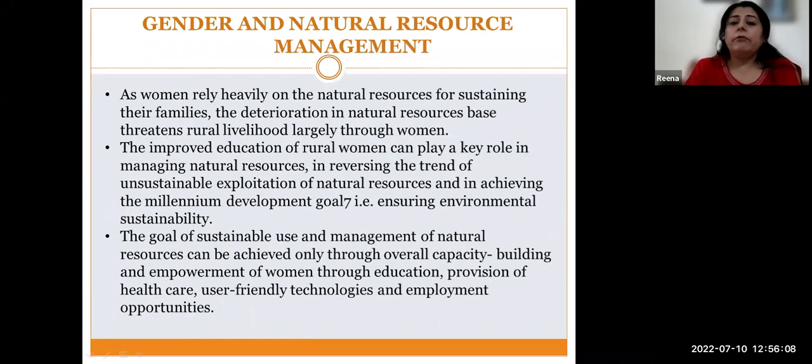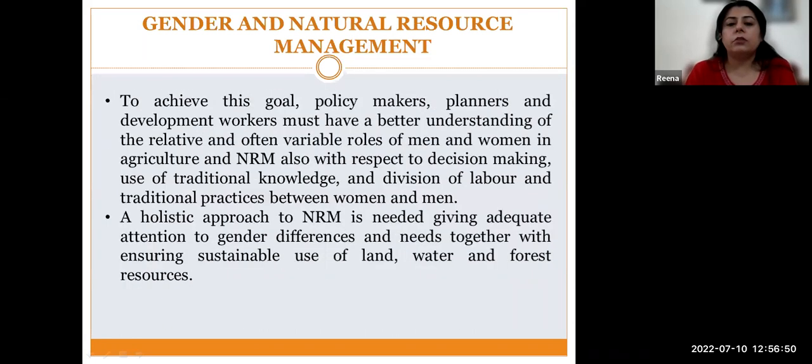So again, women have to rely heavily on natural resources for sustaining their families, and due to deterioration of the natural resource base, they are more impacted. So again, it is a requirement that we should improve education of rural women so that they can play a key role in managing these natural resources. They do not cause over exploitation of natural resources due to lack of knowledge or lack of education. So the goal of sustainable use and management of natural resources can only be achieved if there is equal capacity building and empowerment of men and women through education, through provision of healthcare, user-friendly technologies, and employment opportunities.